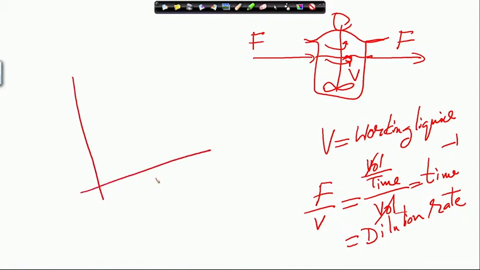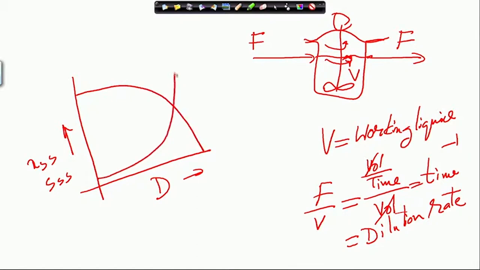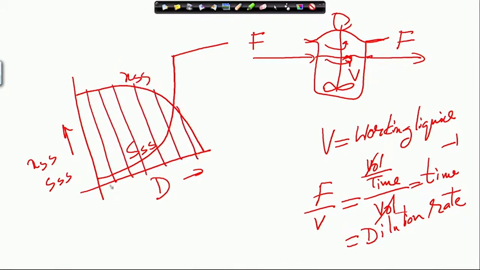Now if you see the correlation between D versus XSS and SSS, what is the XSS? I told you, this is the steady state cell mass concentration, and SSS is the steady state substrate concentration. This is SSS and this is XSS. At different dilution rates, this is D1, this might be 0, this is D2, D3, D4, D5, D6. But here what is happening? Here there is no cell present in the reactor. XSS equal to 0, am I right? We consider this as a cell washout.